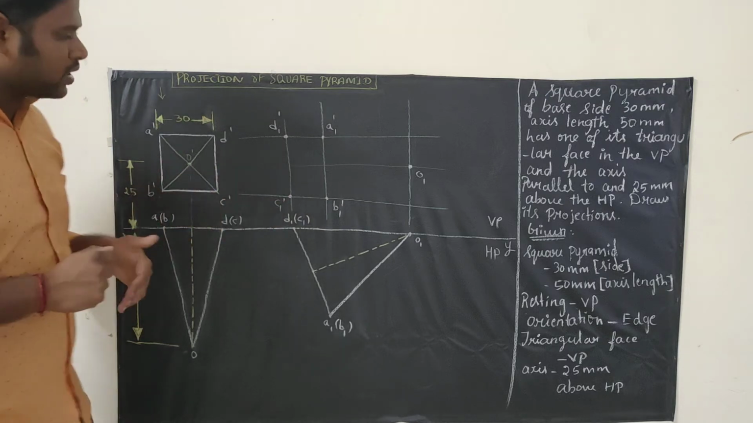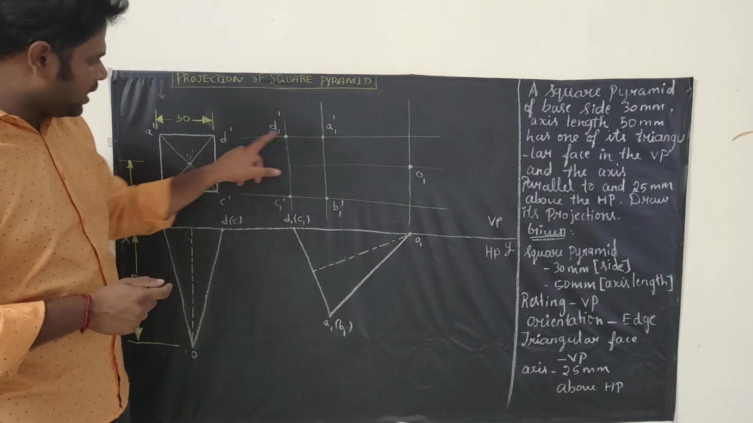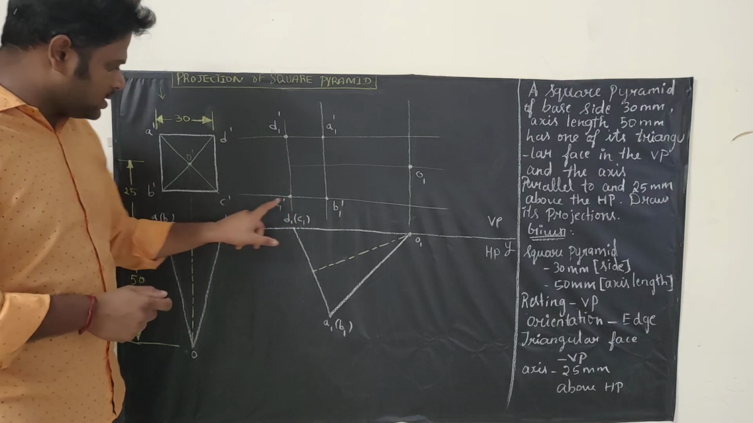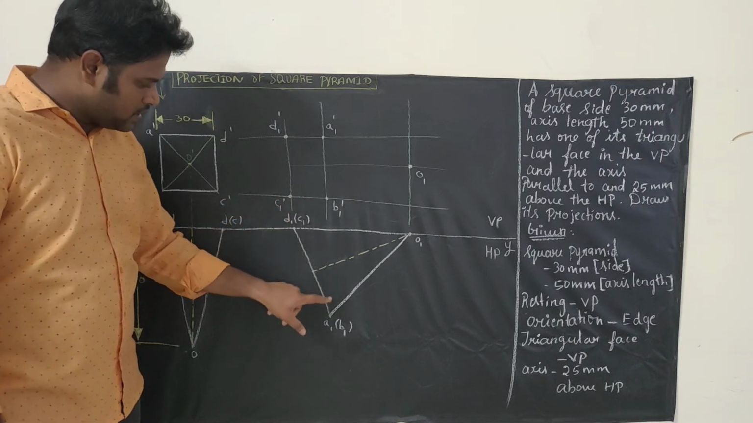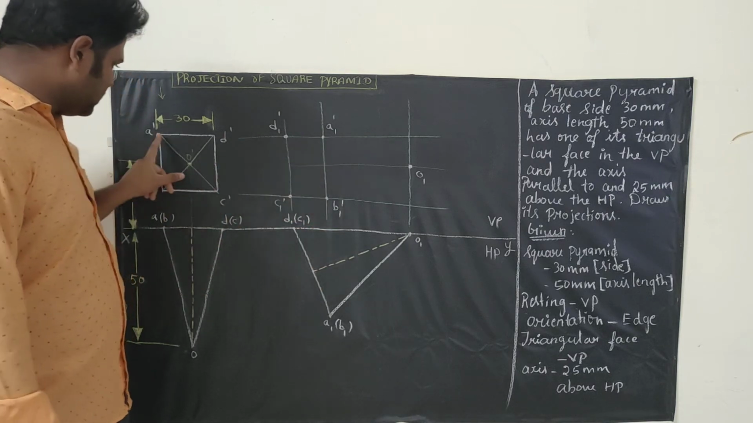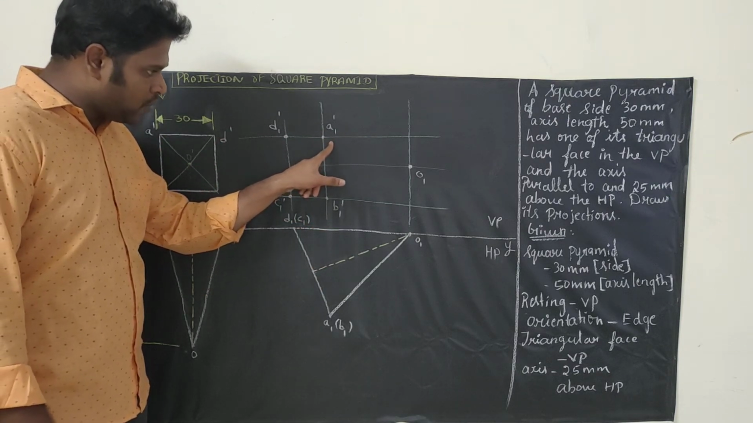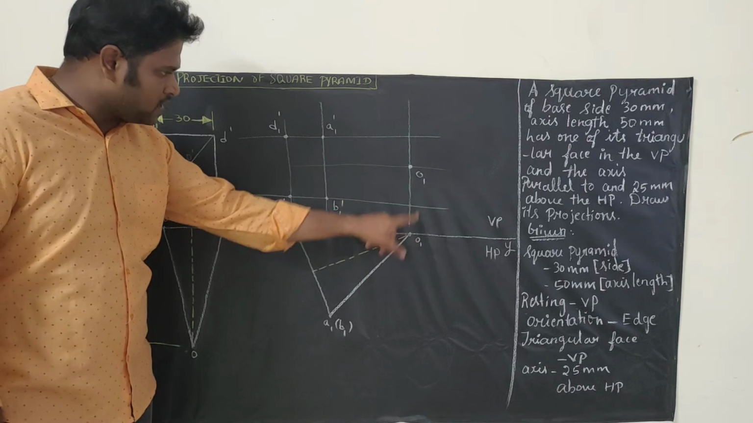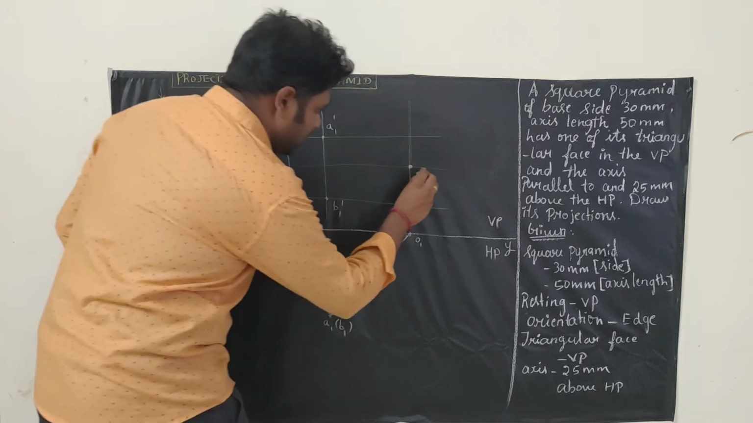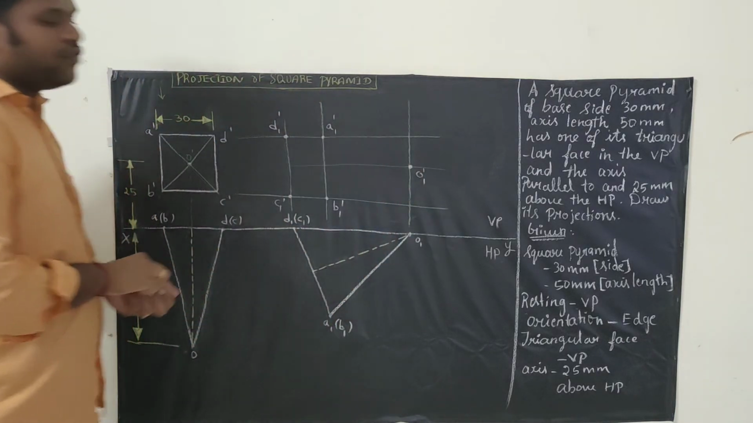So now how we are marking is, see this D and this D will intersect here, so it's D1 dash. This C and this C will intersect here, C1 dash. This B and this B will intersect at B1 dash. This A and this A will intersect at one point, it's called A1 dash. And this O and this O will intersect at one point, it's called O1 dash. Now we have to mark for the hidden.